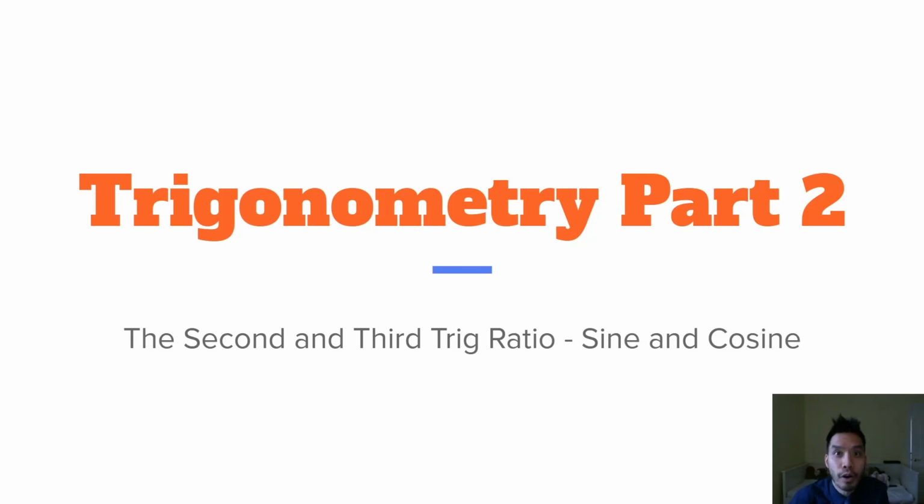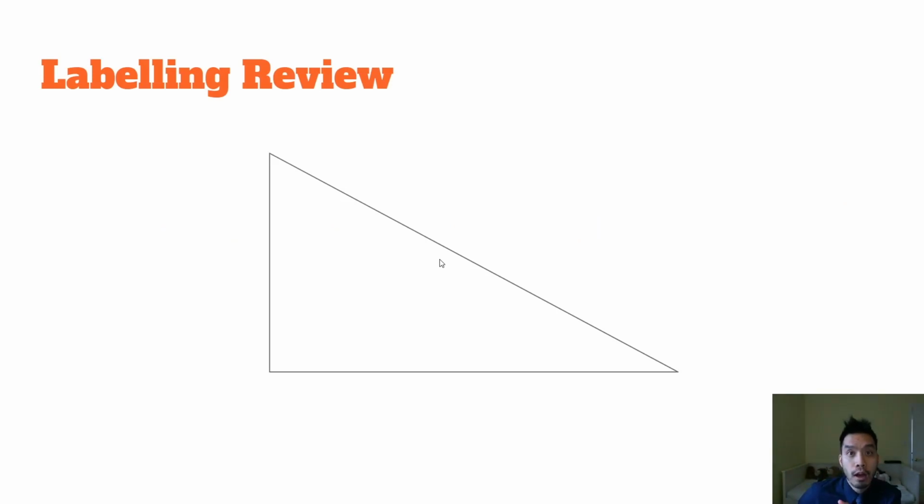Hello, welcome to Trigonometry Part 2, where in this second lesson, we're going to be taking a look at the other primary trig ratios, sine and cosine. So just to review, we are working with 90-degree triangles only.